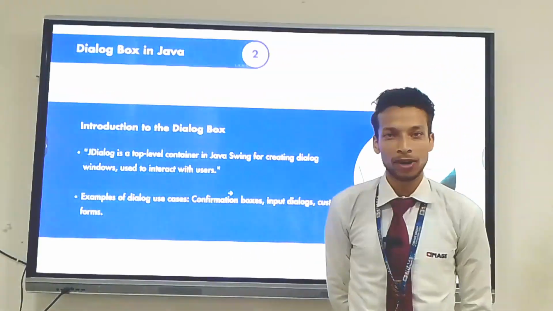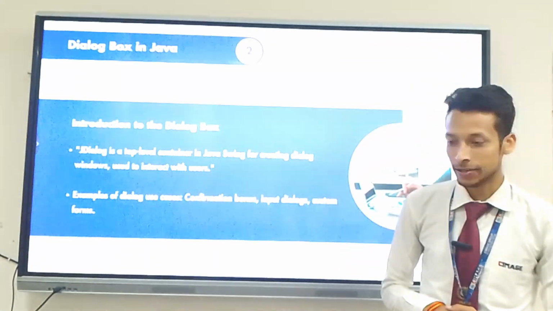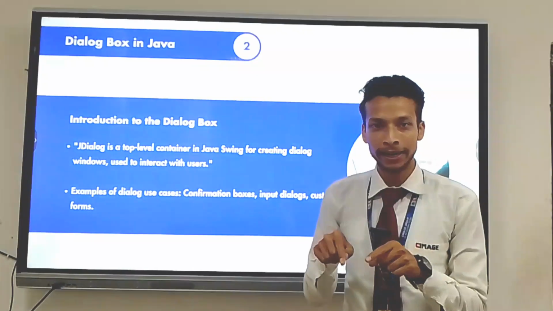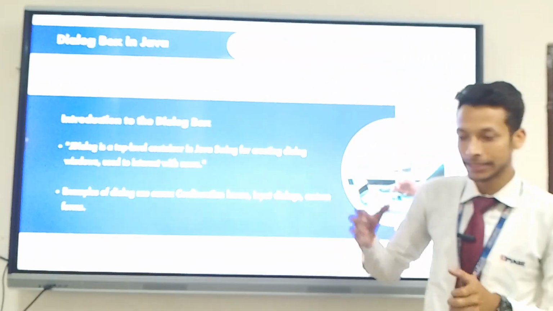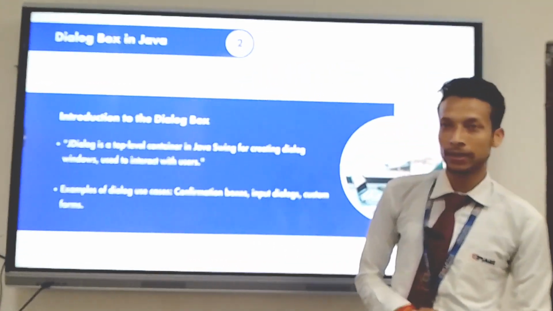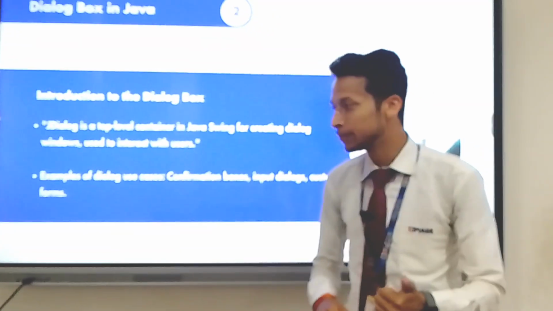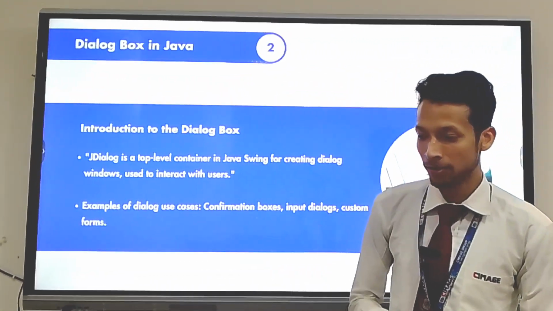So JDialog box is a class which we use to create a dialog box in the JavaScript packages. A dialog box is a top level container which appears on our main parent frame or screen. Many examples of the use cases of the JDialog box are also mentioned here, that is confirmation boxes, input boxes, custom forms, etc. We can create these with the help of the JDialog box class.